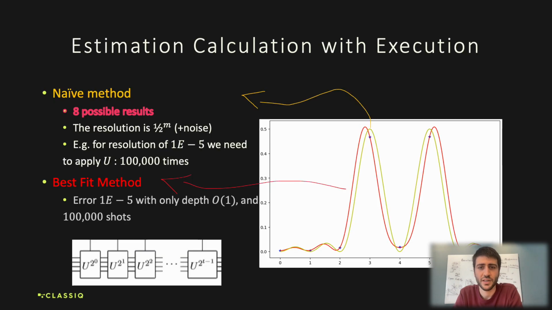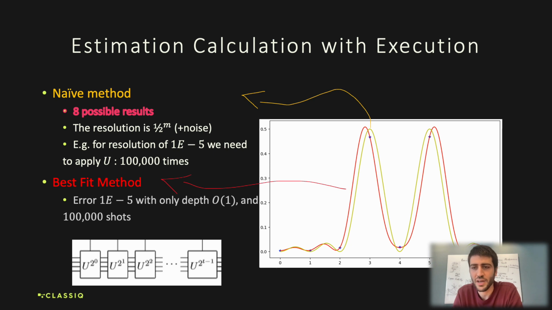Now, once we collect all the execution data, we have to estimate the results based on that data. In the naive method, we will pick the result with the highest count, but will inherently create a quantization error that depends on the estimation register size, no matter how many shots we execute the circuit. Also notice that increasing the size of the estimation register in the case of the naive method will consume a circuit that has a depth that is exponential in the size of the register.